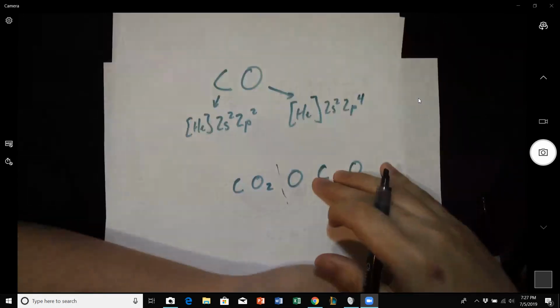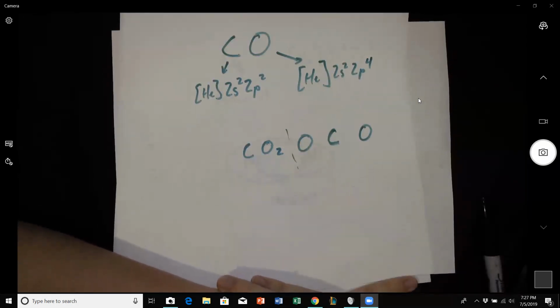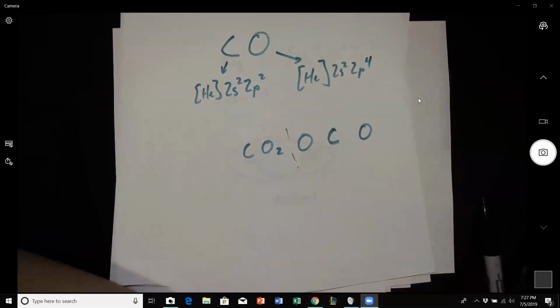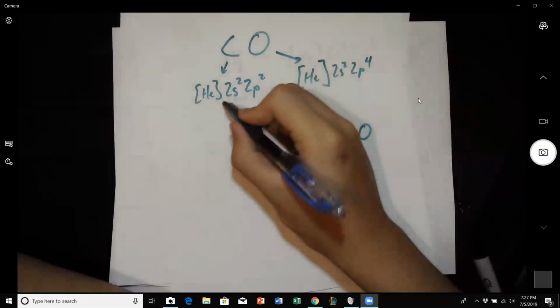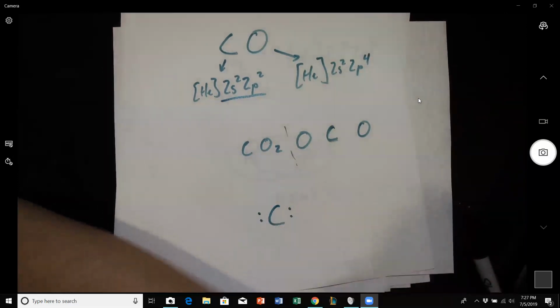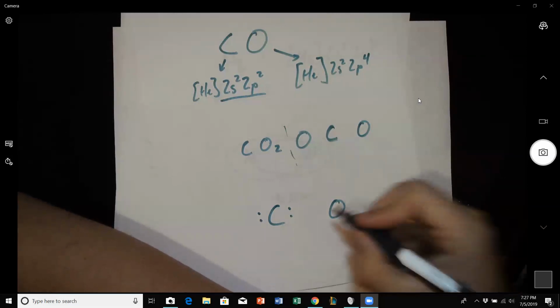So let's do carbon dioxide first. Can someone tell me, yes, it is a triple bond, but we'll get to that in a second. Can someone tell me how many valence electrons carbon has? Right, here's the electron configuration, 4, great. So it has 4 valence electrons. And then how many does oxygen have? Great, 6. So I'll draw those.